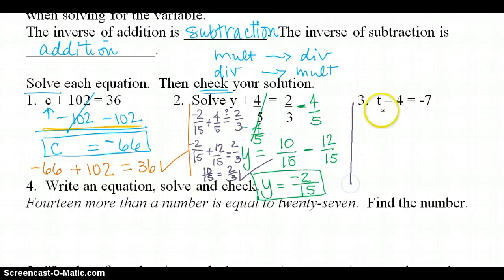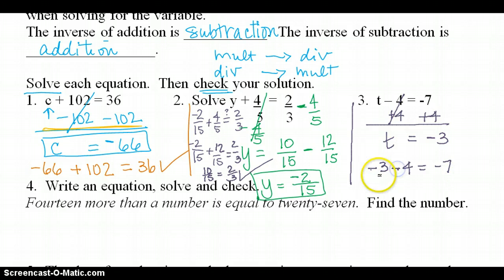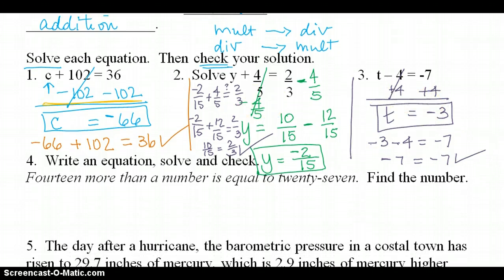All right, so for this problem, I'll add 4 to both sides. So t equals -3. Let's check. -3 minus 4, does that equal -7? Same sign, both negative, so we just add and keep it negative. -7 equals -7, it checks out. So t equals -3. So some are easy, some are a little more complicated.